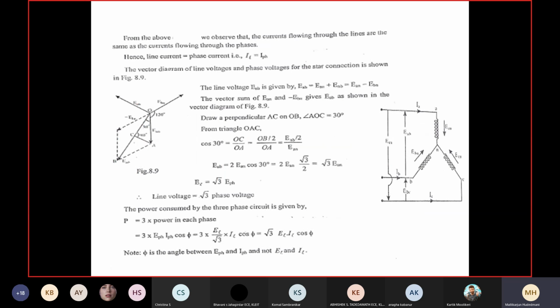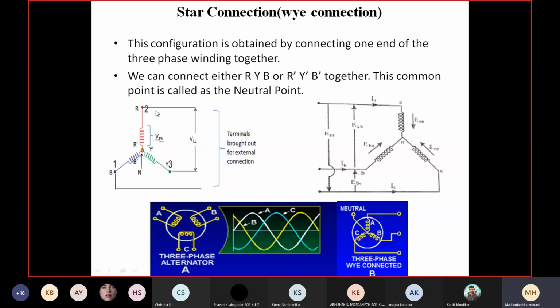What is that vector diagram? You can see it at the left corner of my presentation. I have drawn three vectors, 1, 2, 3. You can see EAN vertically downward. Just observe this vector, correct? Then here I have EBN, here I have ECN. These three vectors are EAN, ECN, EBN, the phase voltages of three-phase AC.